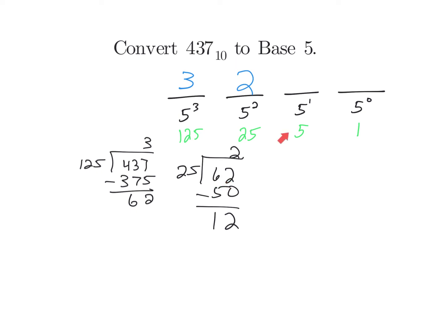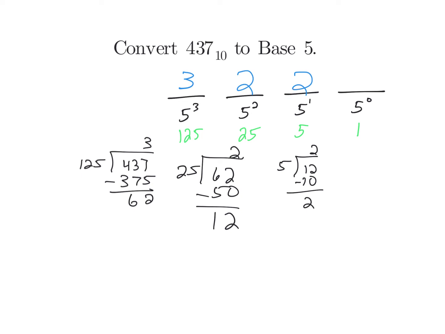Okay, so now I'm going to go to the next one. I have a 5 as my place value. And the question is, how many 5s are there in 12? Well, let's write the division out. If I divide, there are 2 5s. Subtract and I get 2. So that means I'm going to put a 2 here because there are 2 5s in 12. So that's why that's a 2.